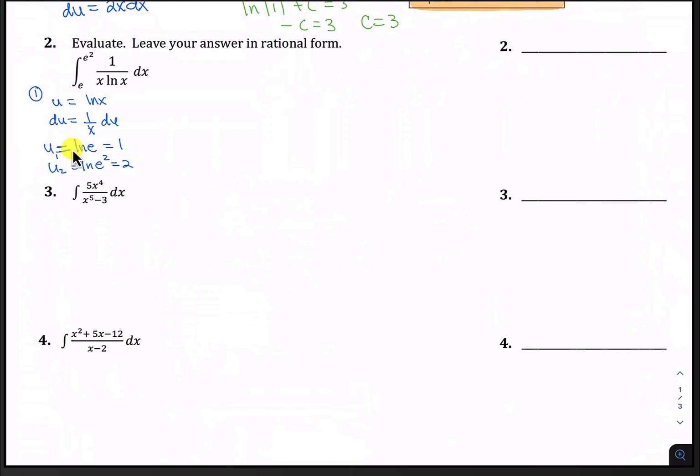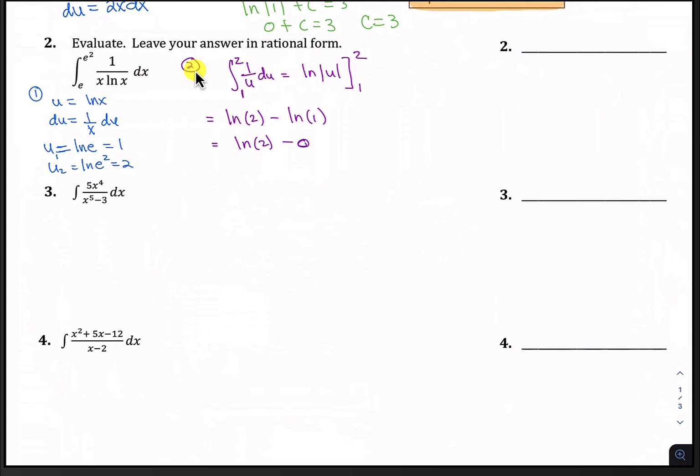So u1 is going to be the natural log of x, where x is e. So if I replace x with e, then u is going to be the natural log of e, which we know is 1. And then the second u value is going to be when I replace x with e squared. So the natural log of e squared is just going to be 2. The reason is the natural log and the e just cancel each other out. So the natural log of e is 1, and the natural log of e squared is going to be 2. These are going to be my new limits.